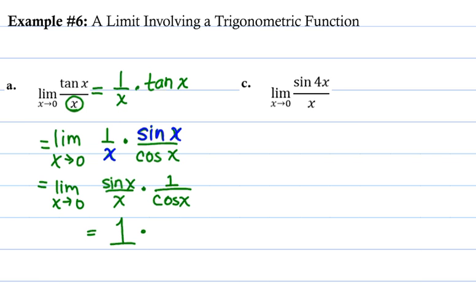And I'm going to have 1 over the cosine of 0. And if you want to use the little unit circle from the front of the notes, at 0, the x-coordinate is 1. So 1 times 1. And that's my answer, which is 1.